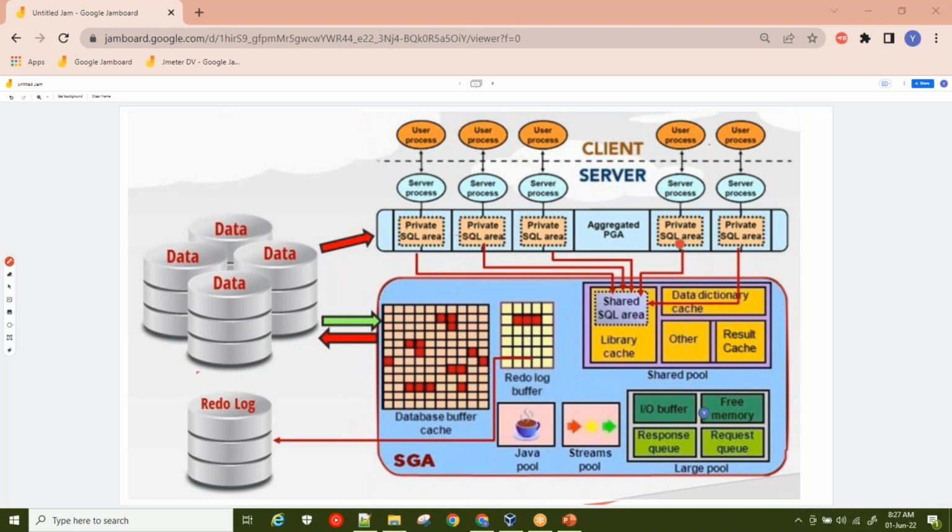So Anil, is it clear what is SGA and PGA? Yes, sir. PGA will be specific for a single user request, but SGA will be common for all those sessions, right? Correct, yes. So SGA, that's why it's called shared global area, and this is private global area. Okay, sir. Thank you.